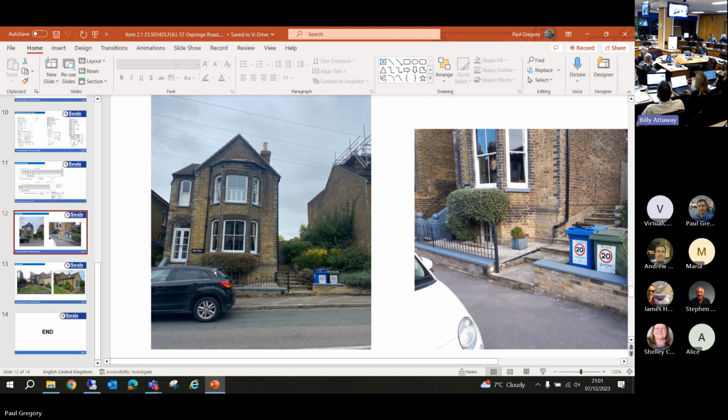So those in favour of the application, please show. 2, 3, 4, 5, 6, 7, 8, 9, 10, 11, 12, 13, 14. Those against? 1. That one's carried.